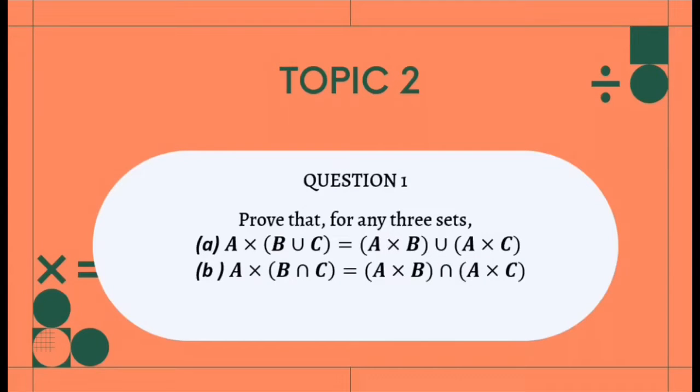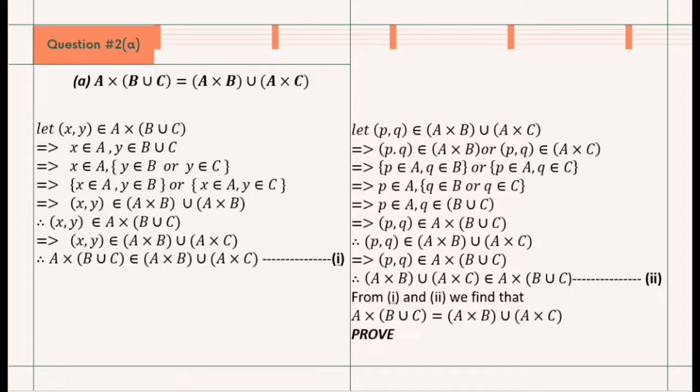For the topic 2, question 1, the question is prove that for any 3 sets. The question 1a is A cross (B union C) equal to (A cross B) union (A cross C). That is, Cartesian product of two sets A and (B union C) equal to the union of Cartesian product of A cross B and A cross C. Now to show these two sets are equal, we know A equal to B if and only if A subset of B and B subset of A.